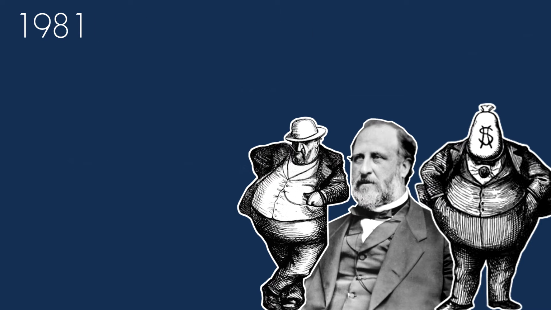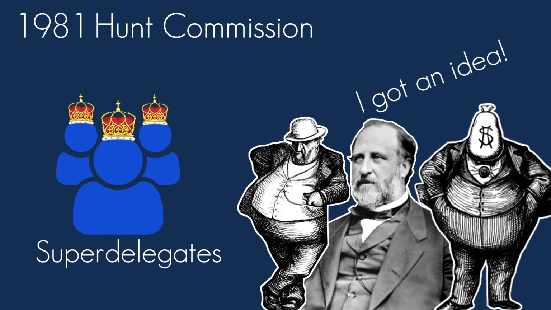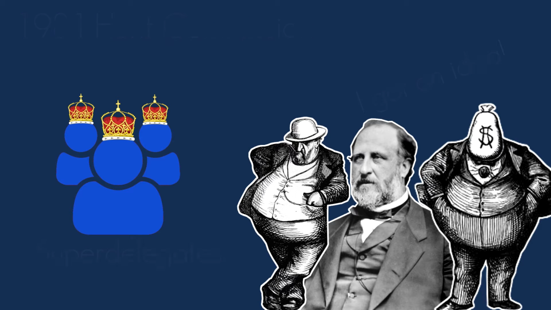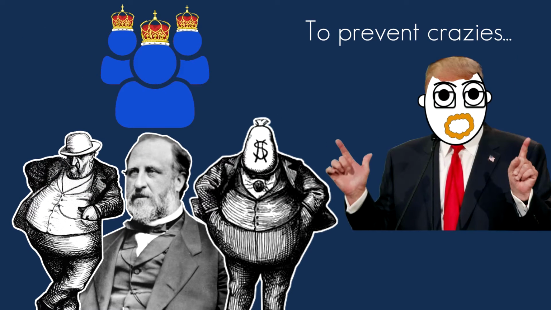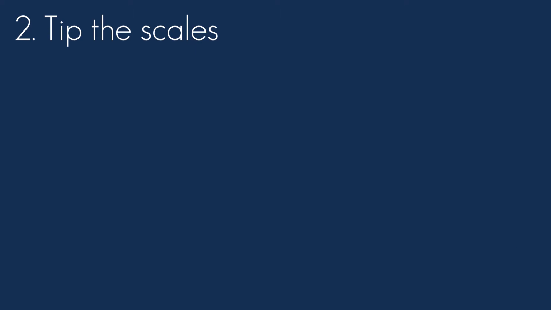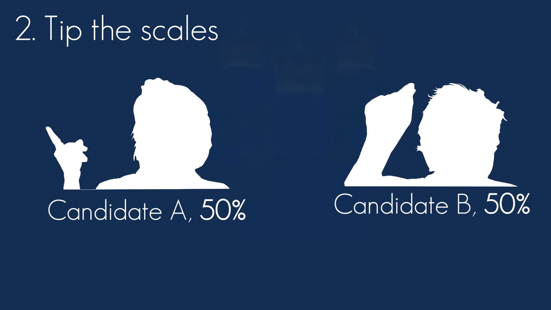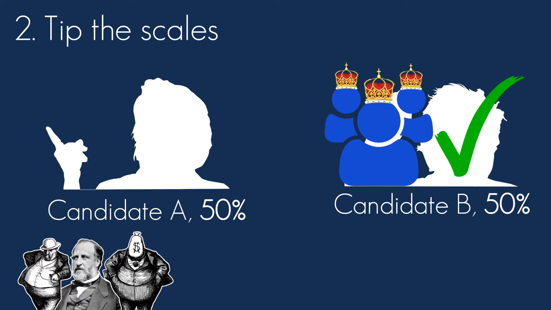So through the 1981 Hunt Commission, the party edited the rules again and added in these superdelegates. They did it for 2 main reasons. 1, to prevent future losers or crazy people from being nominated, silly voters. 2, to tip the scales in the case no candidate won a majority of the pledged delegates. The point is, party leaders wanted more control, and they got it.